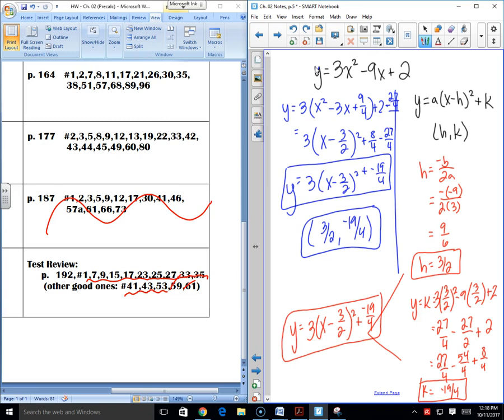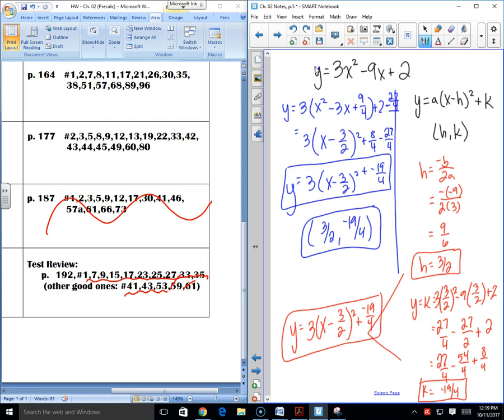Long division, and number 4, a lot of people missed that one. I said find the value, and the value is the same thing as the remainder. So you were supposed to do synthetic division and get 1, 3, negative 18, x squared plus 3x minus 18, but the remainder is 0, so f of 3 equals 0.